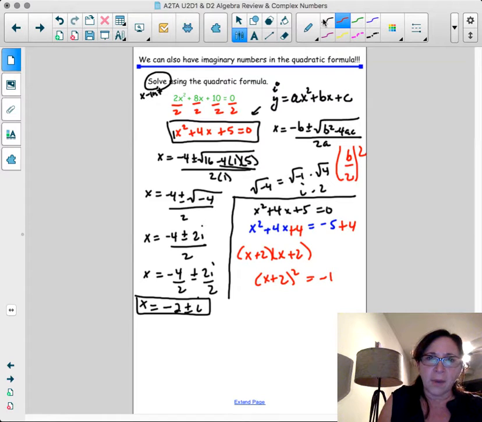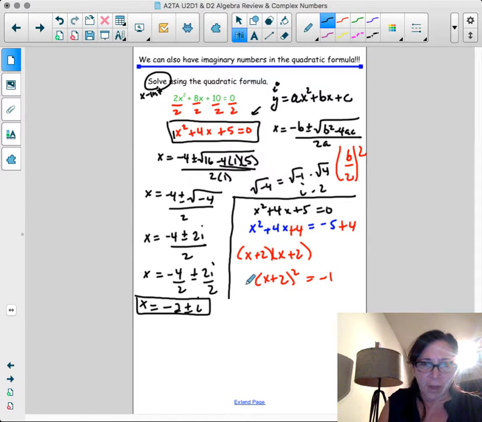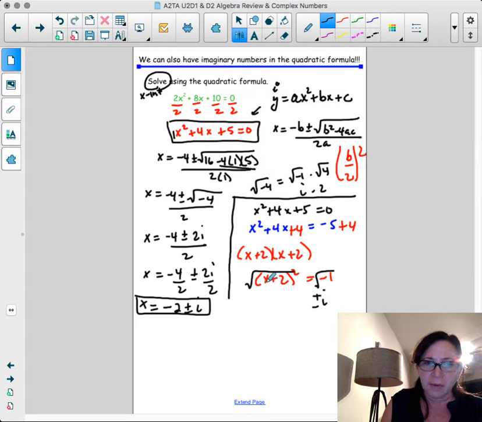And so right now what I'm going to do is square root both sides. The square root of negative 1 is plus or minus i. The square root of x plus 2 quantity squared is x plus 2. And so all I have to do is move that 2 over to the other side, and it becomes negative 2 plus or minus i. Same answer.